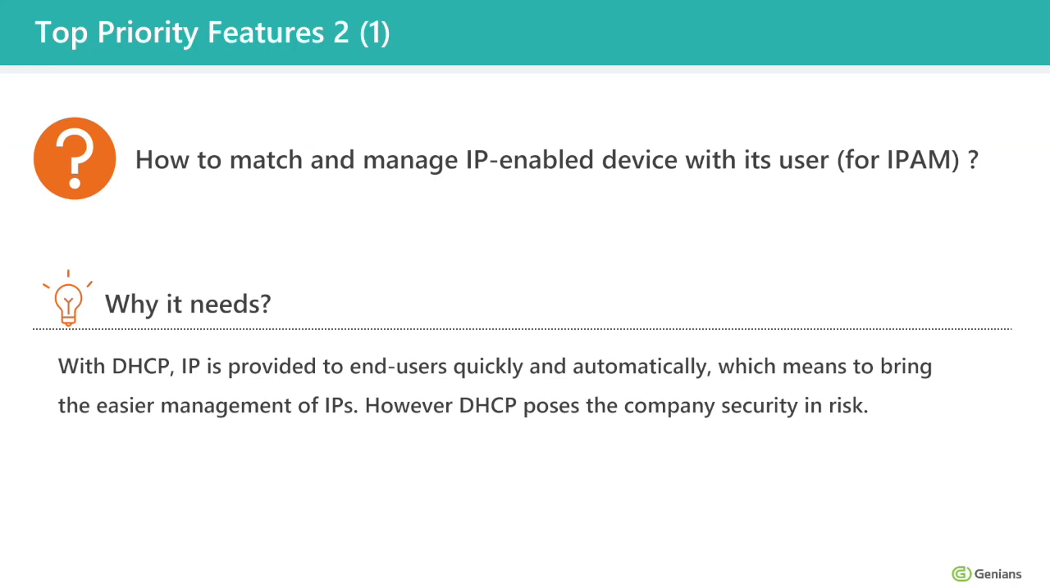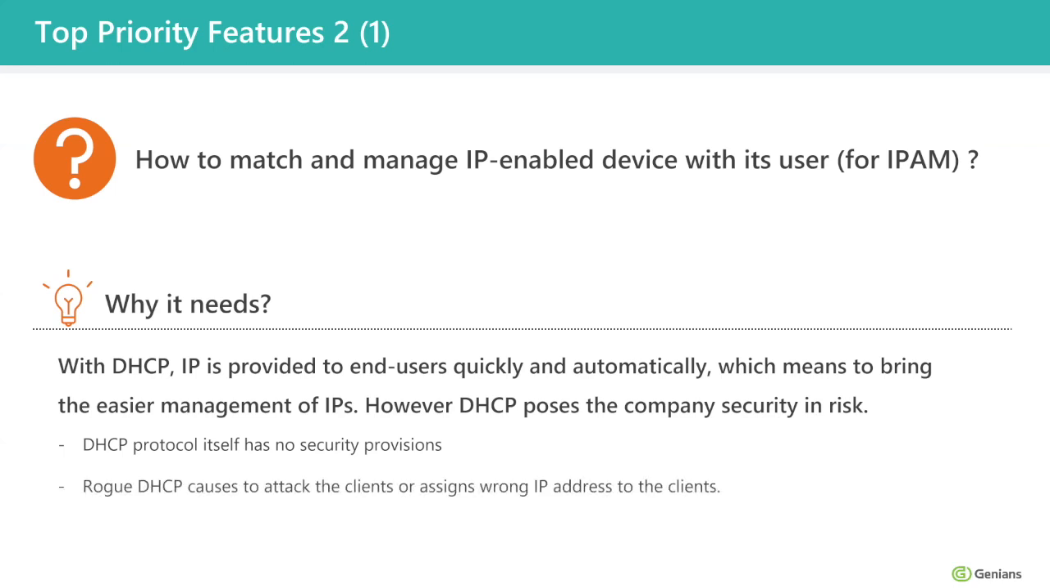There are three risks of DHCP. First, DHCP has no security provisions. Instead, it only functions to provide IP to the end user. Second, some rogue DHCP may attack the client or assign the wrong IP address to the client intentionally.